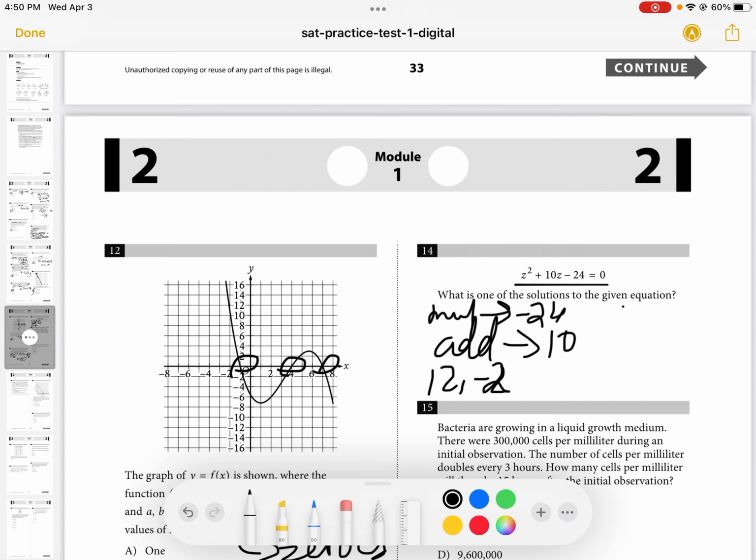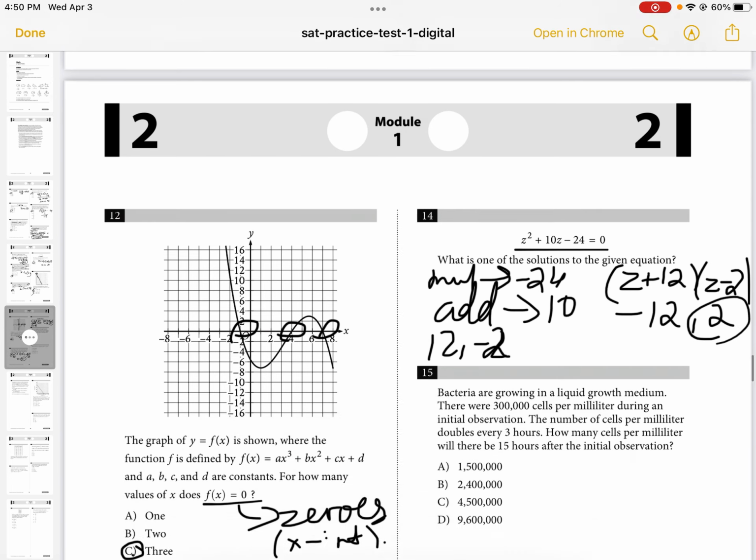So our equation will be z plus 12 times z minus 2. So I can pick either negative 12 or 2 as a 0. I'm going to go with 2 because it's the positive one.